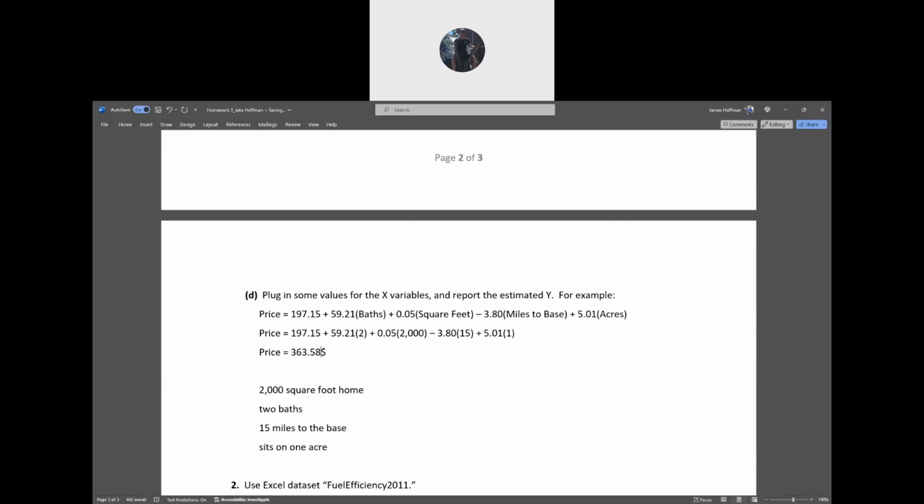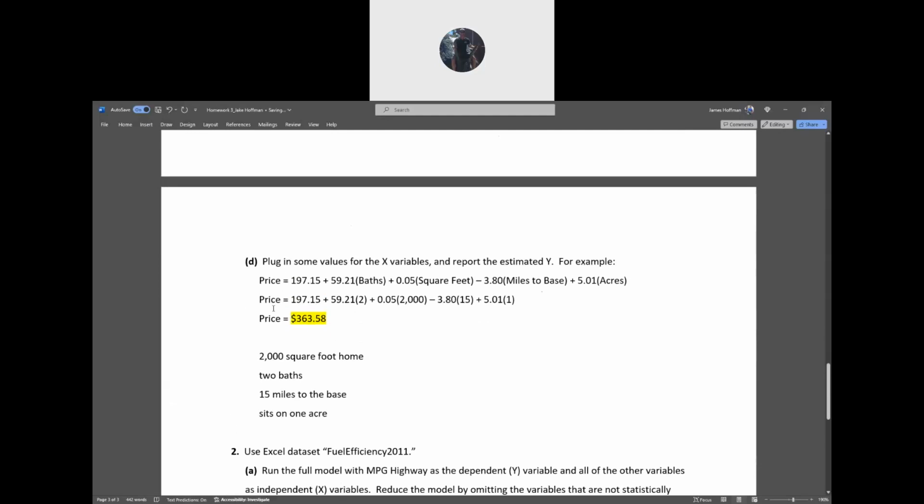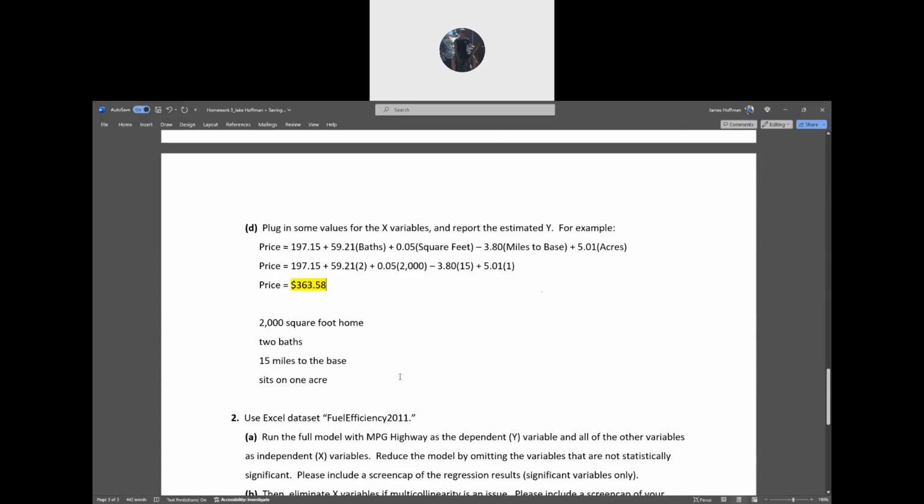363.58. Yeah, is that what we got? Okay, so we'd expect the price of the house with these features to be about this price. Yeah, 363,580,000. Thank you.